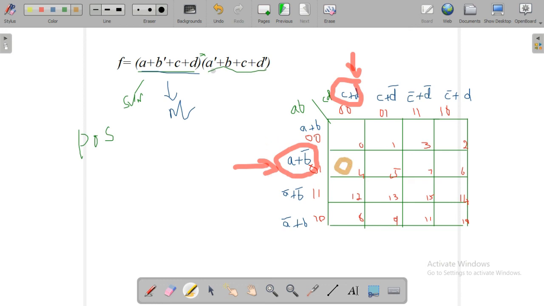And the second one, A dash plus B plus C plus D dash. That is A dash plus B, this row, and C plus D dash, that is the second column. So at the row and the column where they intersect, we have to fill that point with 0. So here we are filling the value 0. So the first one is A plus B dash plus C plus D, and the second one is A dash plus B plus C plus D dash.